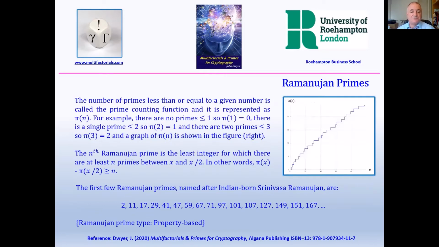Ramanujan primes are primes which are counted as being in part of an interval. So if we consider an x and an x over 2, where x is a large increasing number, we count how many primes are in that particular interval. And that gives us a Ramanujan prime: 2, 11, 17, 29, 41. And these are named after Srinivasa Ramanujan, famous Indian mathematician.